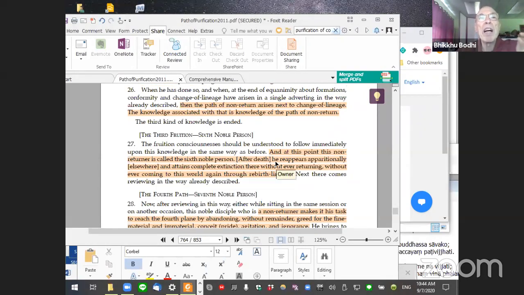Okay, when one becomes a non-returner, then one does not come back ever again into rebirth in the desire realm of existence, but rather one takes rebirth spontaneously in the form realm, usually in the group of realms called the pure abodes, and then one attains final liberation there without ever coming back to this world.